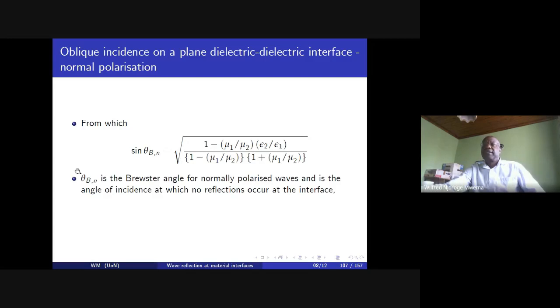Now, this angle of incidence that makes the reflection coefficient equal to 0 is referred to as the Brewster angle. And it's a Brewster angle for the normally polarized wave. It is also the angle of incidence at which no reflections will occur at the interface. We shall see that for normally polarized waves, this one does not exist. We cannot get a value of theta B that makes this sine a real value, so to speak. And this is the reason.